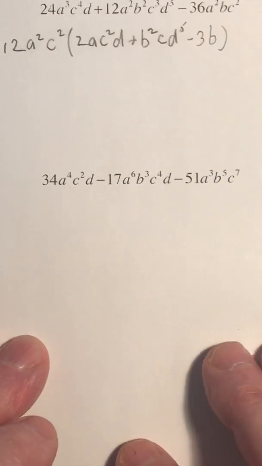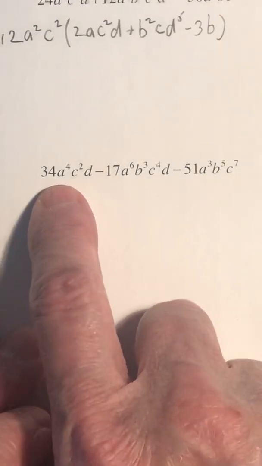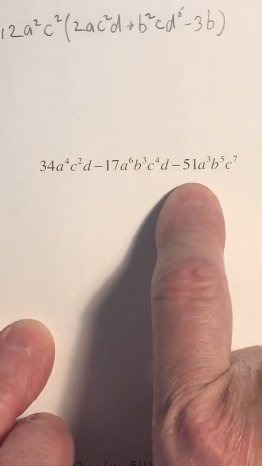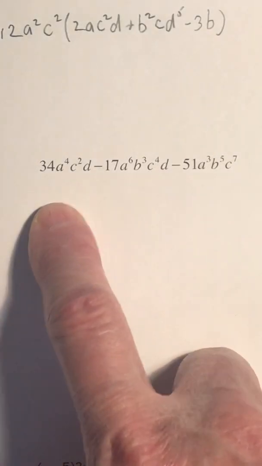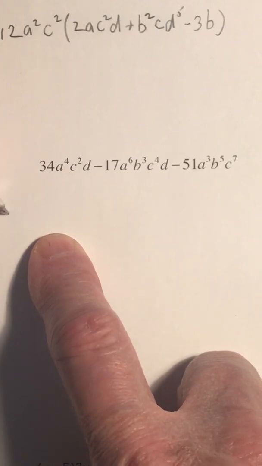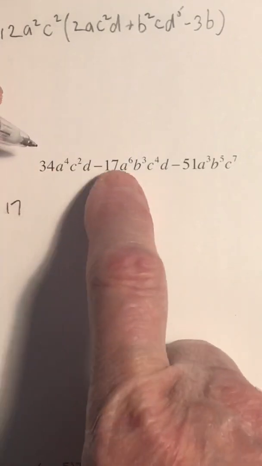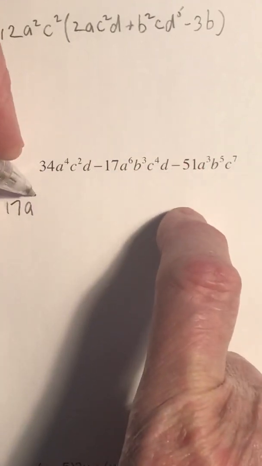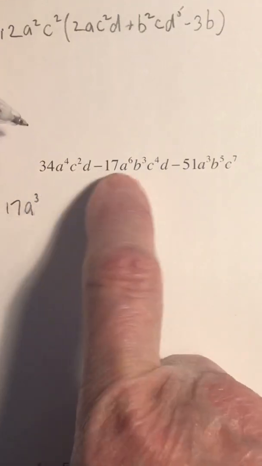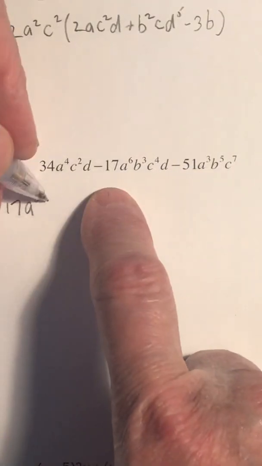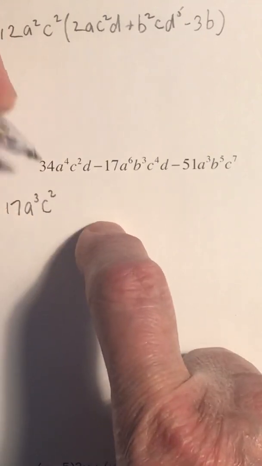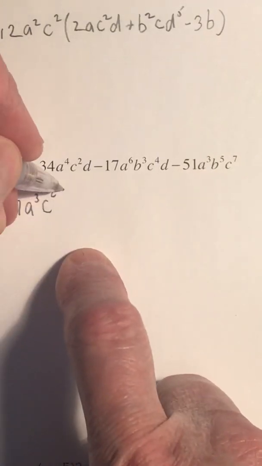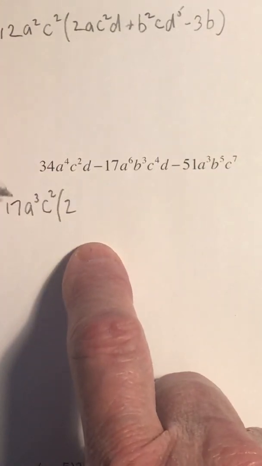And last one of this type. This one's a little hard to see, but 17 goes into 34 twice and then into itself, and goes into 51 3 times. So 17 comes out to the front. I see A to the 4, to the 6, to the 3. Here we go with the third power. Got a C squared, a C to the 4th, and a C to the 7th. So we go with the smallest power of C, which would be C squared. And I don't see a D. So that's our GCF.